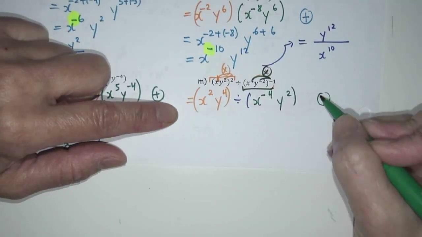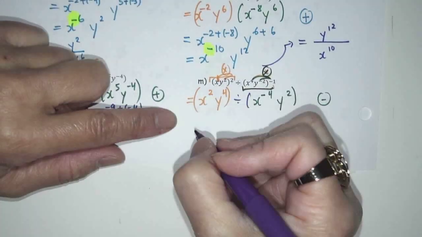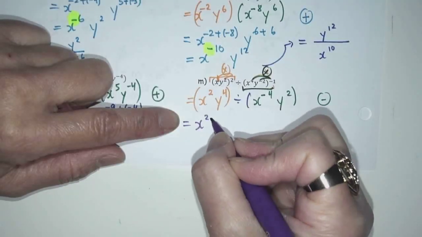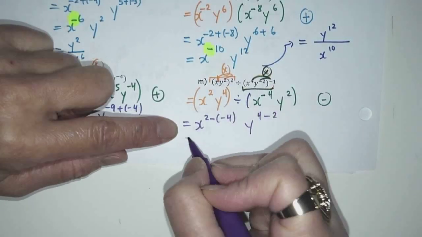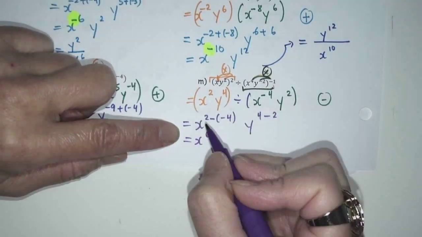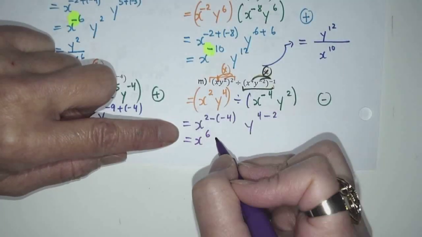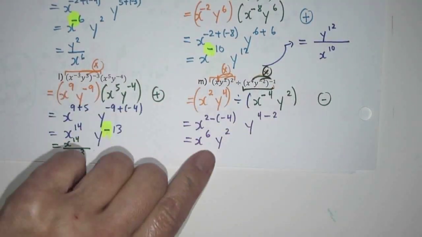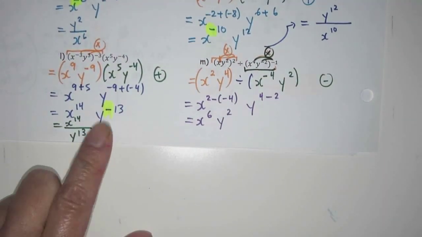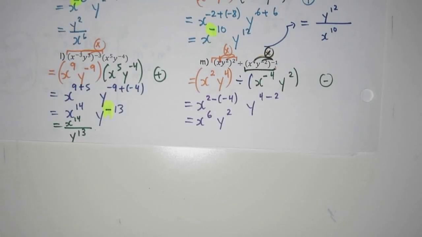For division, you're going to do subtraction, and we're going to do x to the 2 minus negative 4, and y to the 4 minus 2. So this will be x to the 6, 2 minus 4, and y to the 2. Oh, and that's it, no negatives. So if there's no negatives here, then you can't fix anything. You just fix the ones that need fixing.